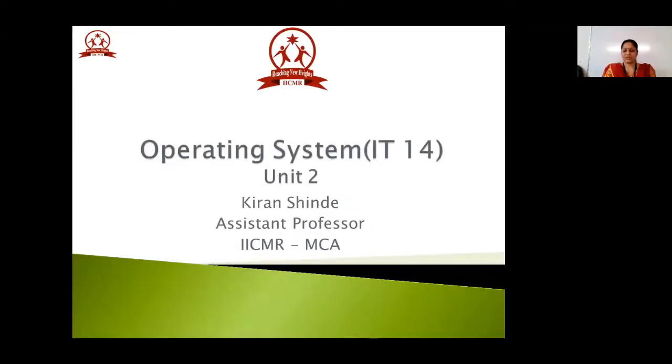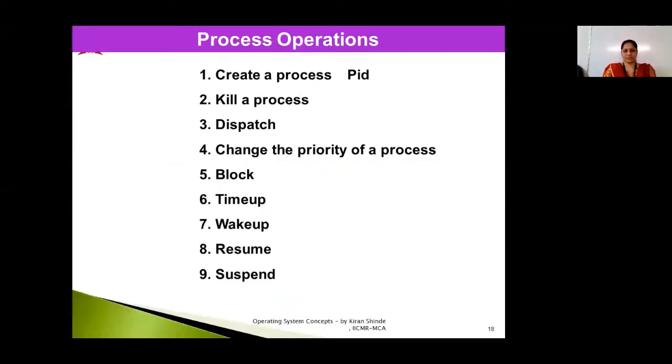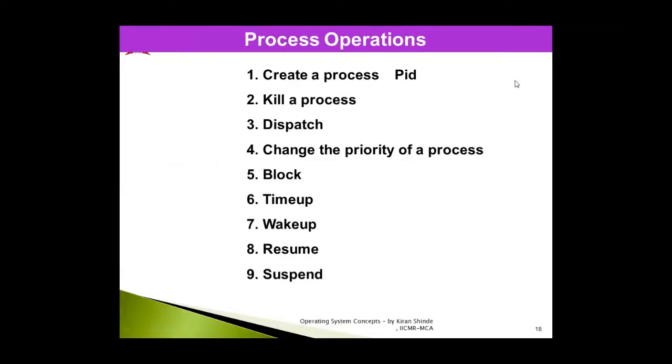Basically, we will be discussing what the various operations performed on a process are. Typically, these are the various operations which are performed on a process, such as creating a process, killing a process, dispatching a process, changing the priority of a process, blocking a process, timer and backup of a process, resuming the process back, and suspension of a process. So basically these are the 9 various operations which are performed on a process with respect to the scenario or the environment which the operating system is dealing with.